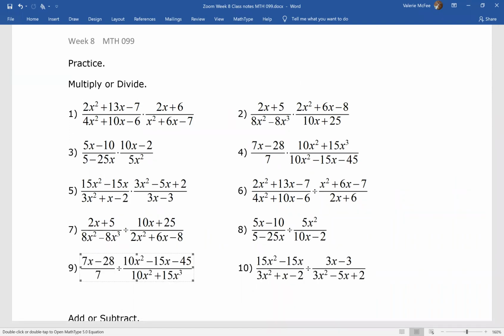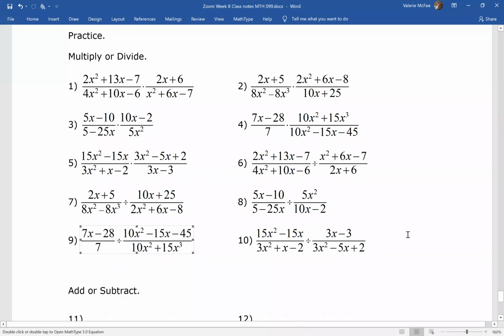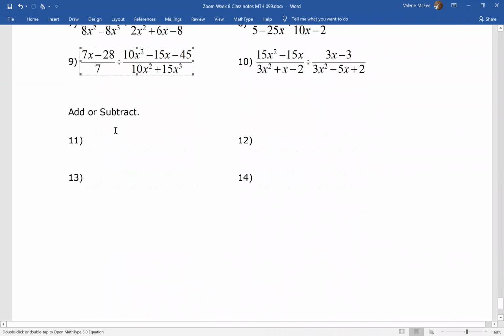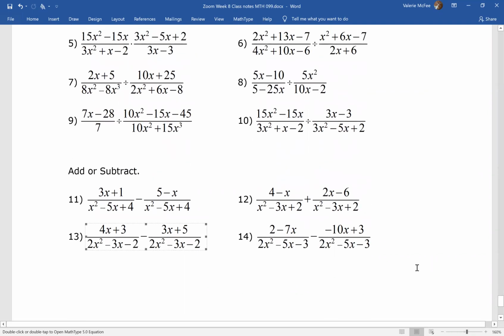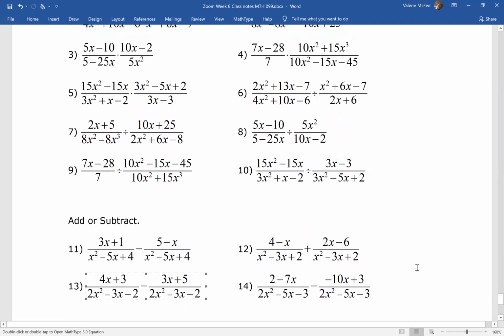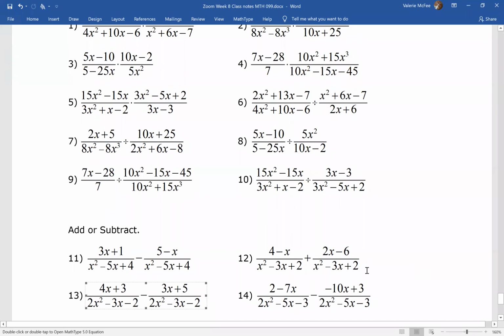There's some practice here for you, multiplying and dividing. There's some practice adding and subtracting. These all have common denominators. So next week, we will look at adding and subtracting without common denominators. Make sure you know how to find a lowest common multiple. The solutions for all of these questions will be found on your class Moodle page.